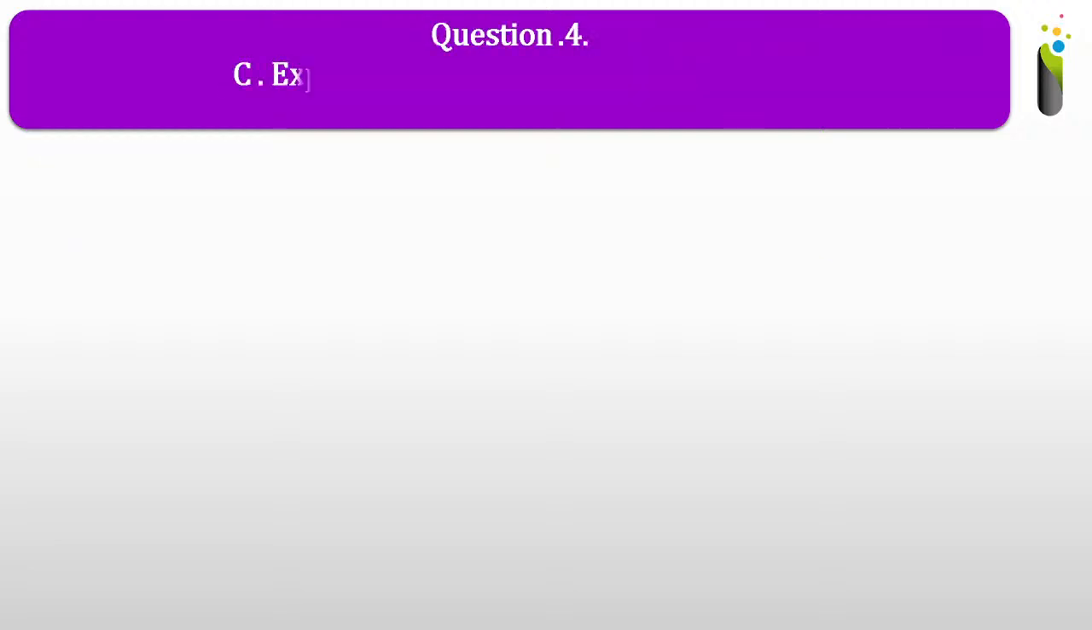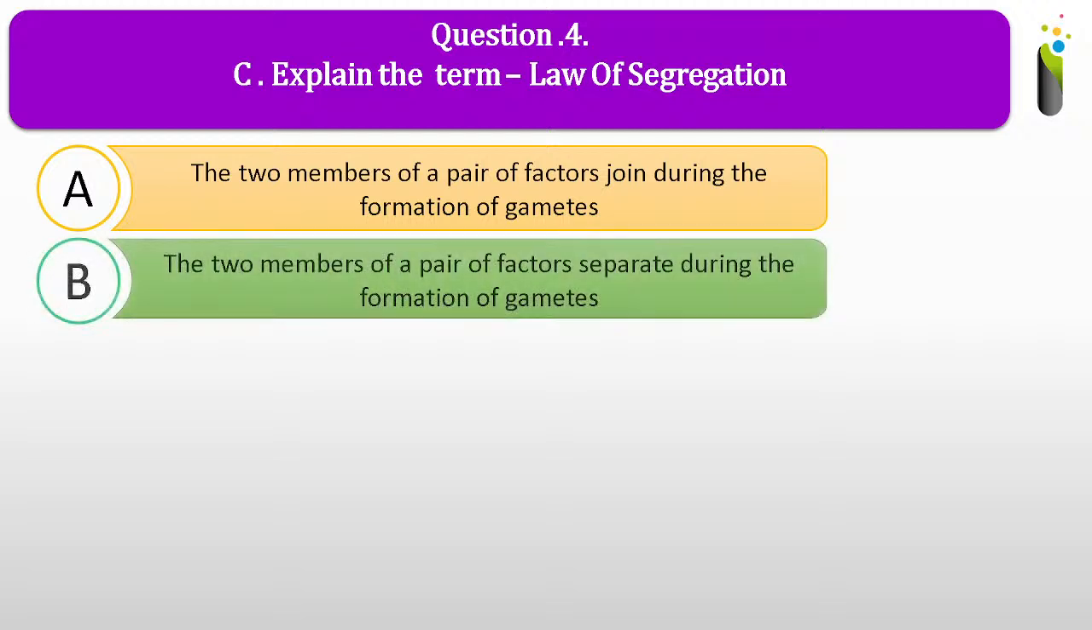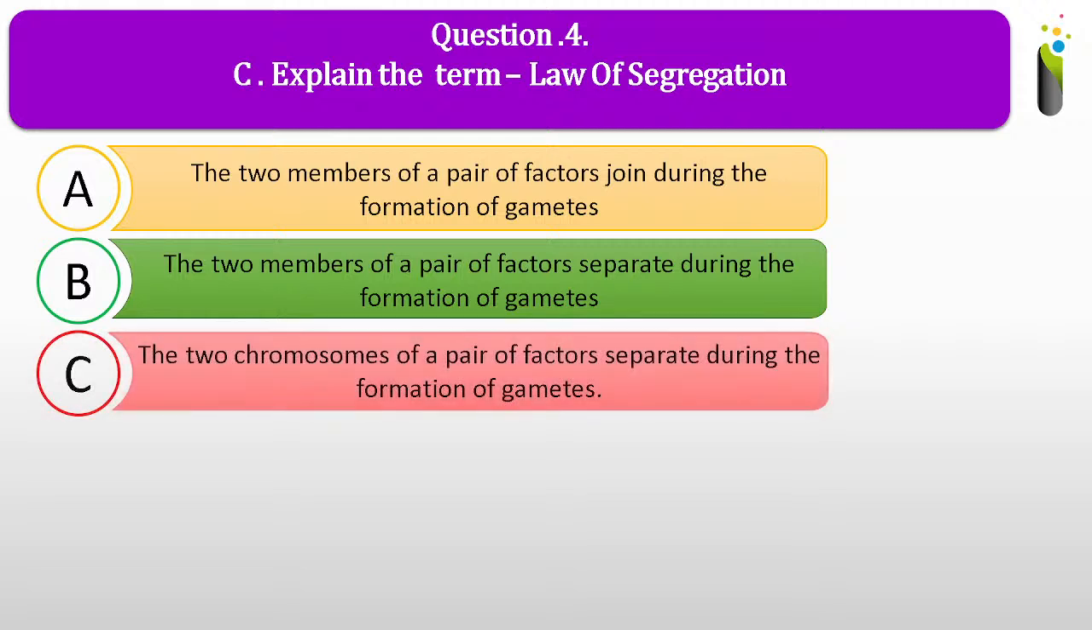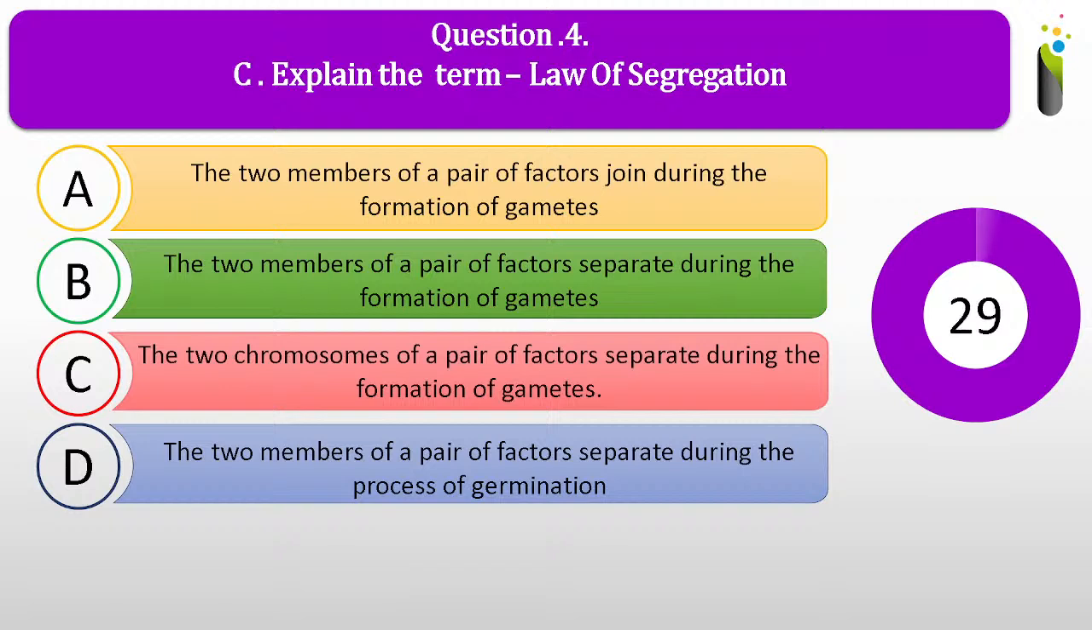Going ahead to question number 4, sub-question C. Explain the term law of segregation. A. The two members of a pair of factors join during the formation of gametes. B. The two members of a pair of factors separate during the formation of gametes. C. The two chromosomes of a pair of factors separate during the formation of gametes. D. The two members of a pair of factors separate during the process of germination.